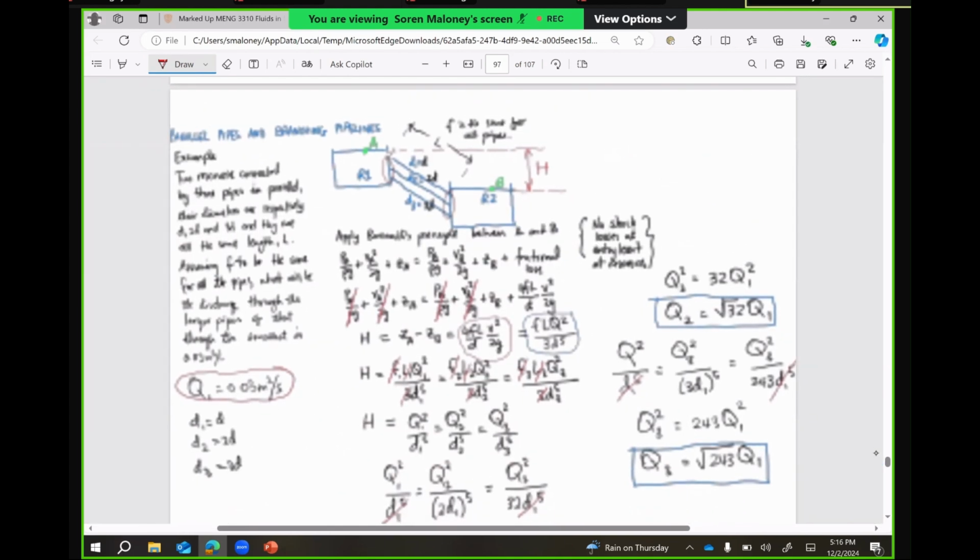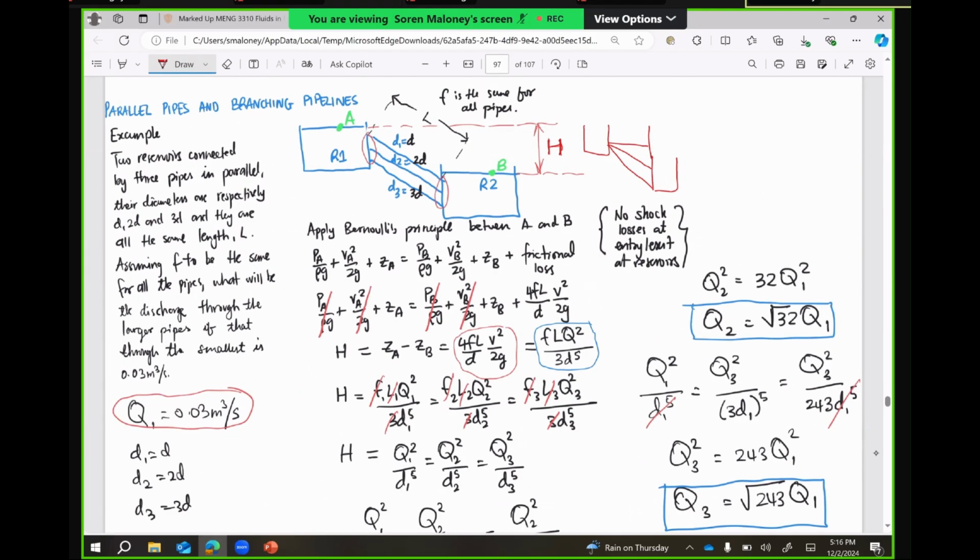So we're going to set up Bernoulli's principle, right? And remember, we are setting up Bernoulli's principle between 2 points, right? So I can say, okay, I'm going to look at this first pipe here. I apply Bernoulli's principle to that pipe. I apply Bernoulli's principle to this second pipe. And I can also apply Bernoulli's principle to this third pipe.